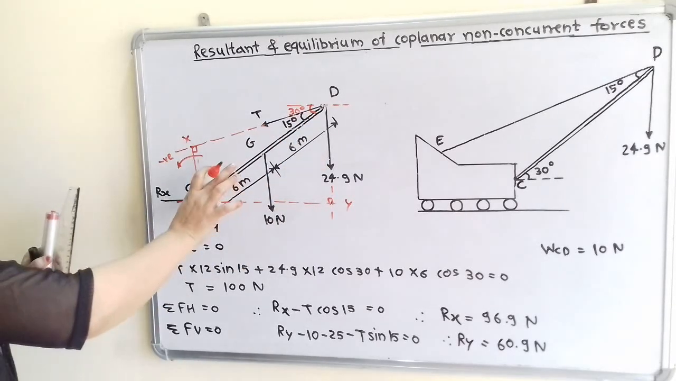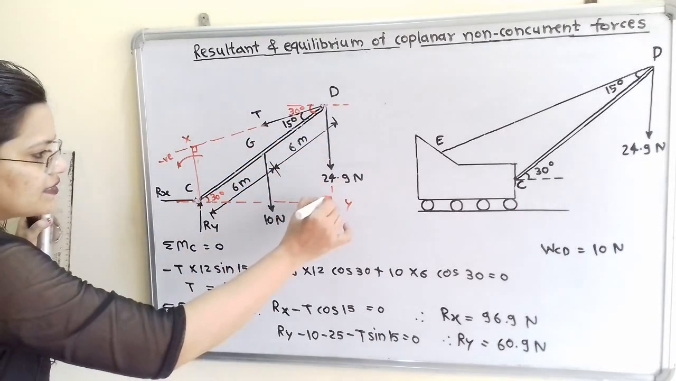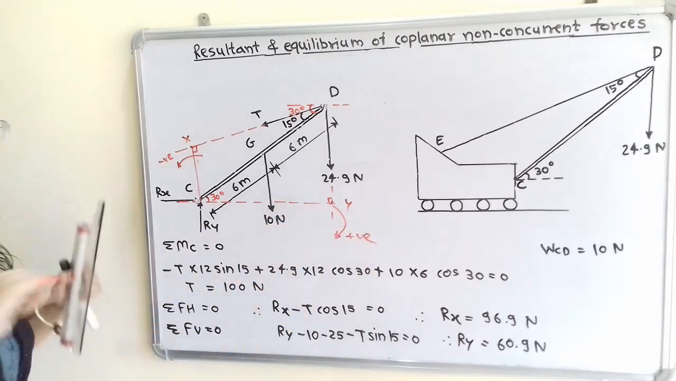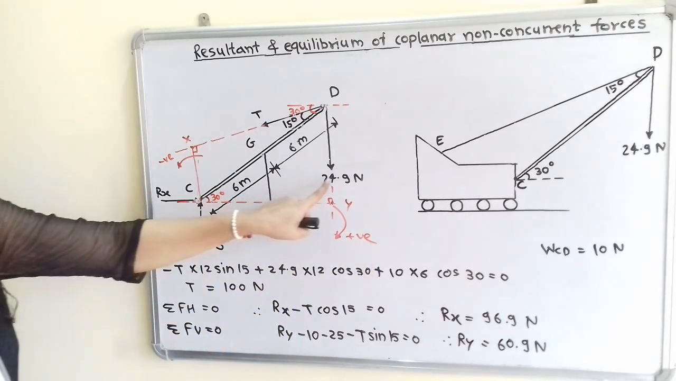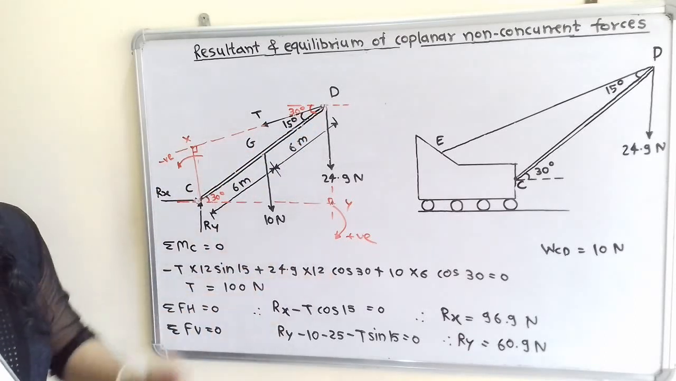Now if I move the compass in the direction of this CD, that is here, it is the clockwise direction and we have to consider a positive sign. So plus 24.9 multiplied by 12 cos of 30.